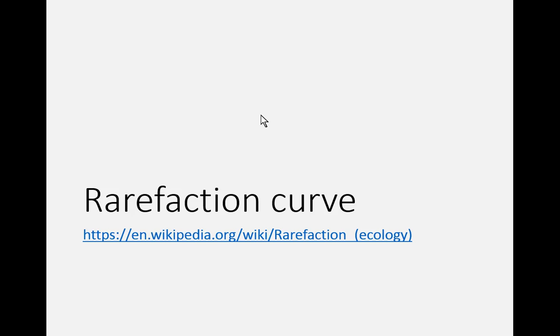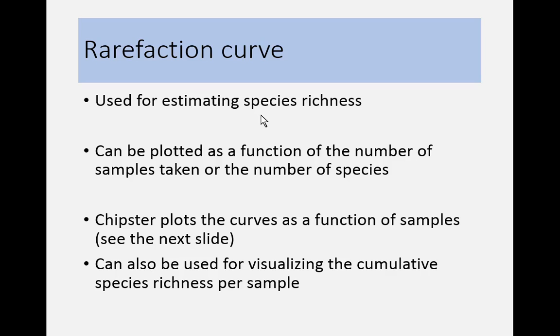So what is in the tool then? First, a couple of words about the rarefaction curve. It's used for estimating species richness or abundance. Maybe richness in this case. It can be plotted as a function of the number of samples, for example, how many sequences you have sampled, or how many actual samples, for example, from different persons or animals or whatever. And then the number of species. Now, Chipster plots only the curves as a function of samples. If you use the R package, you can also plot the same curves as species richness per sample.